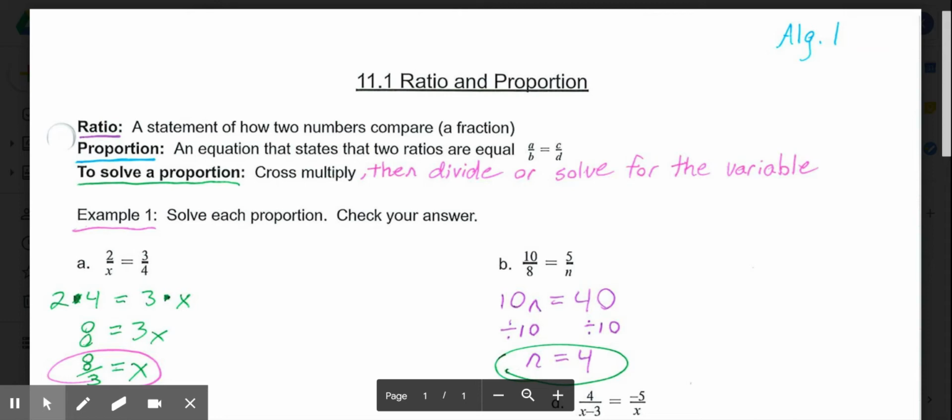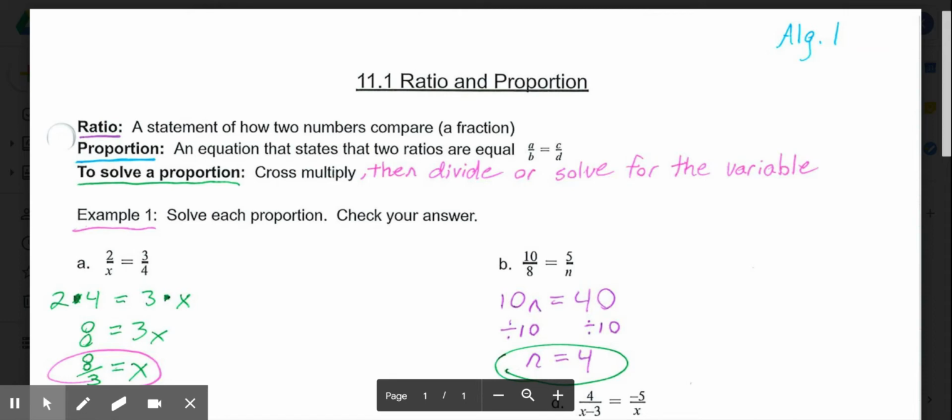Now, a proportion is when an equation states that two ratios are equal. So if you think about simplifying fractions like you've done in the past, 2/4 is equal to 1/2. So that would be an example of a proportion. 2/4 is the same thing as 1/2. Or 16/32, so 16 over 32 equals 1/2. So a proportion simply is when two ratios are equal.